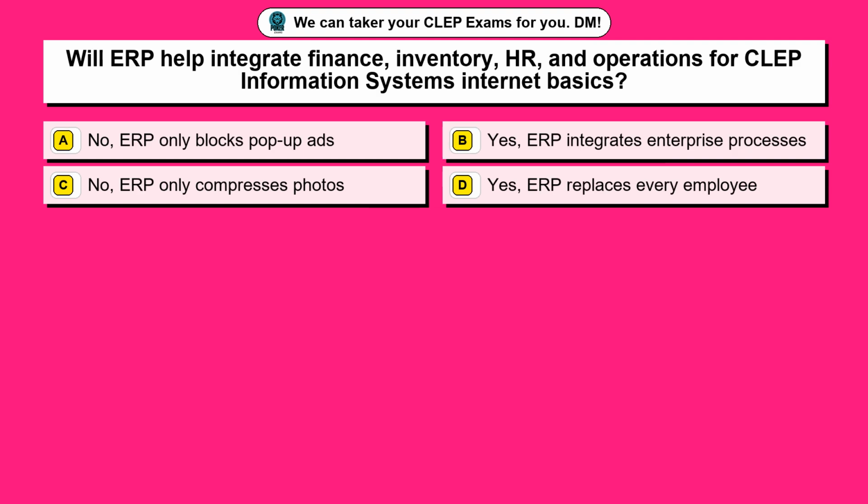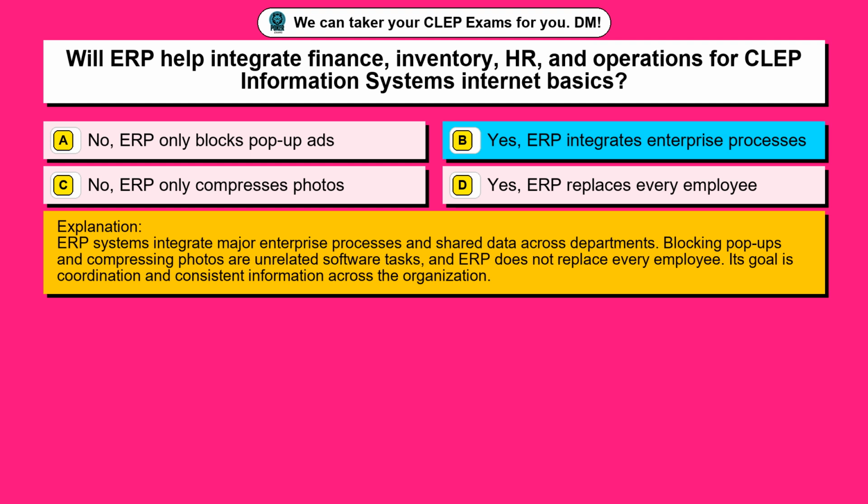Question 14. Will ERP help integrate finance, inventory, HR, and operations for CLEP Information Systems Internet Basics? Option A. No, ERP only blocks pop-up ads. Option B. Yes, ERP integrates enterprise processes. Option C. No, ERP only compresses photos. Option D. Yes, ERP replaces every employee. The correct answer is option B. Yes, ERP integrates enterprise processes.